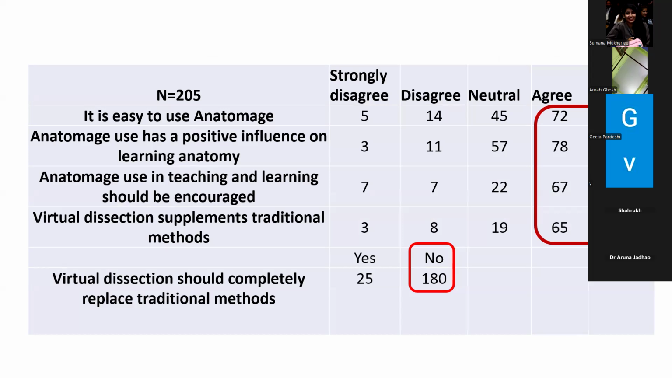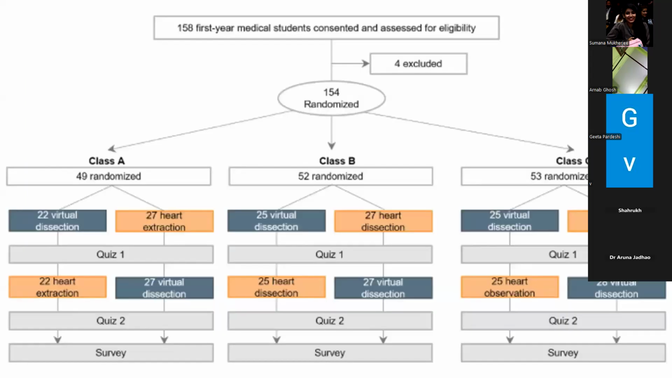So Anatomage is a type of virtual dissection table. And then you have this Likert scale, and you can clearly see that as far as the benefits are considered, many are agreeing strongly or just agreeing. While when you ask them about replacement, the majority say no, virtual dissection is not a replacement for traditional methods. So you still get a sense of the satisfaction, or what their views are about virtual dissection, using a Likert scale. But this is still different from a qualitative study.